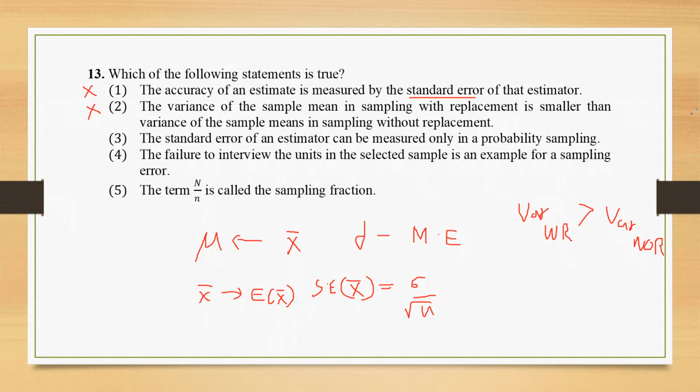So therefore, we can only measure the standard error of an estimator if we perform probability sampling or random sampling. Therefore, the third statement is correct. Anyway, let's consider both the fourth and fifth statements. The fourth statement says the failure to interview the units in the selected sample is an example of a sampling error.